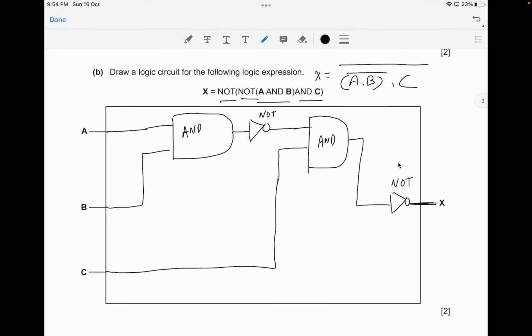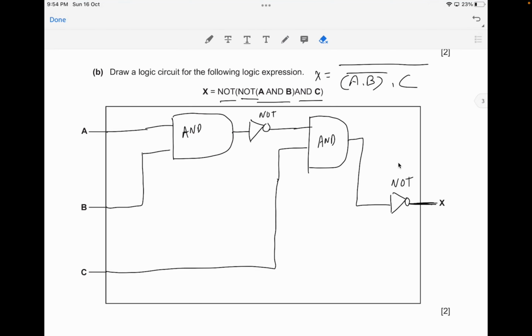You can also draw the diagram like this. If you have A and B, you can also draw it like this with a NAND gate symbol. You can connect C's value with another NAND gate as well, and you can get the value of X. This diagram is also acceptable. So you guys can draw any diagram you like, whether it be this diagram or the other diagram.